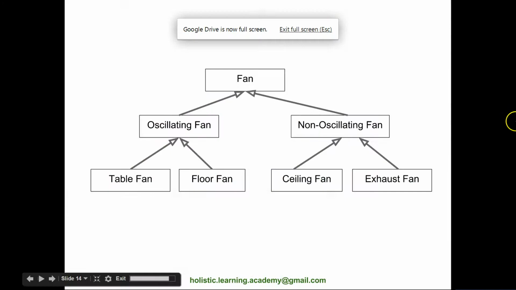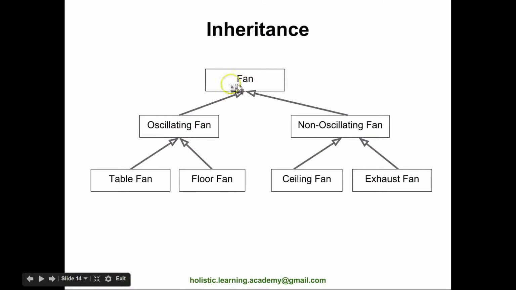Now what is this? Here we have this parent class, which is the fan class, and then we need to abstract out the other fan types into their own classes. So here I have what is known as oscillating fan, which is again subdivided as table fan and floor fan. These two can oscillate, and non-oscillating fan is ceiling fan and exhaust fan.